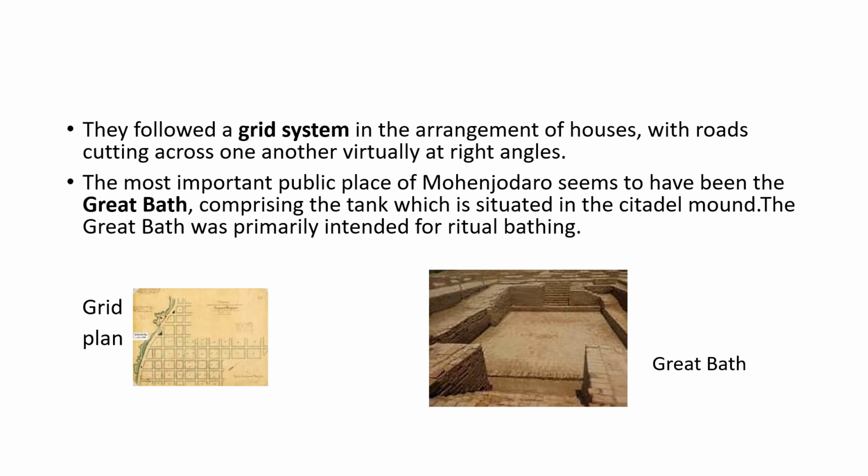Now, in Mohenjo-daro, the most important public place seems to have been the Great Bath, the picture of which I have shown to you in this slide. This Great Bath comprises the tank which is situated in the Citadel Mount, and it is a fine example of beautiful brickwork. It has been suggested that the Great Bath was primarily intended for ritual bathing.